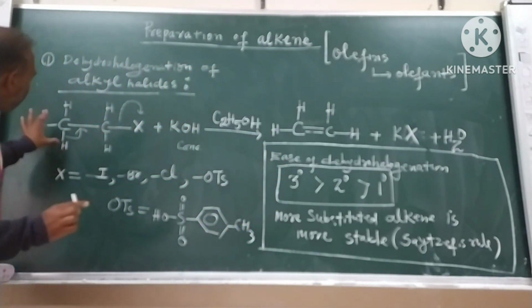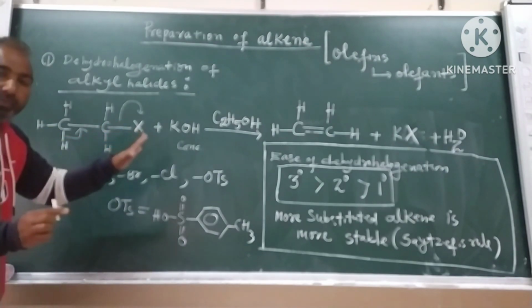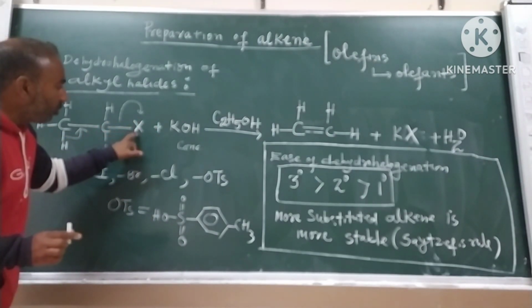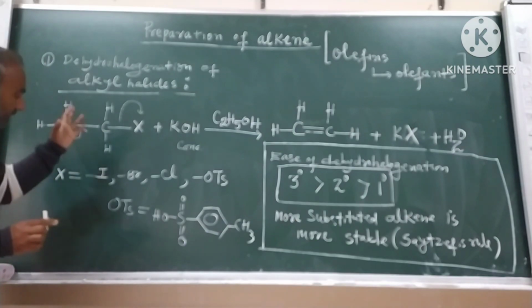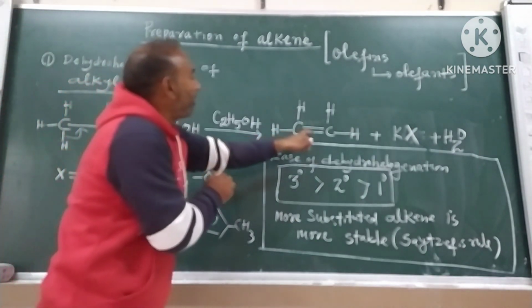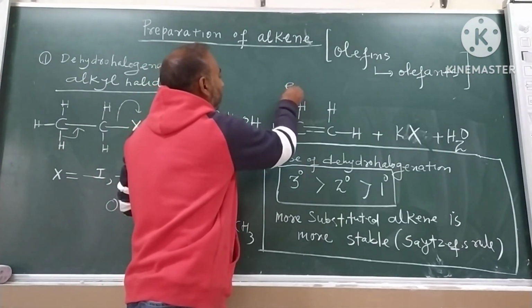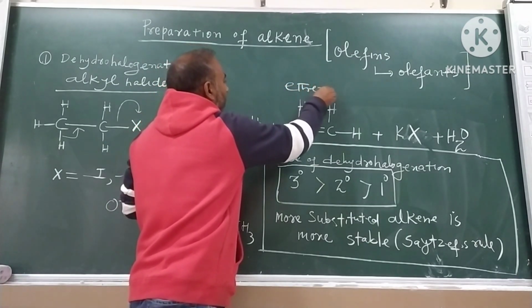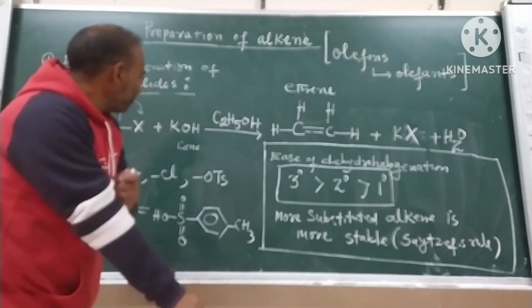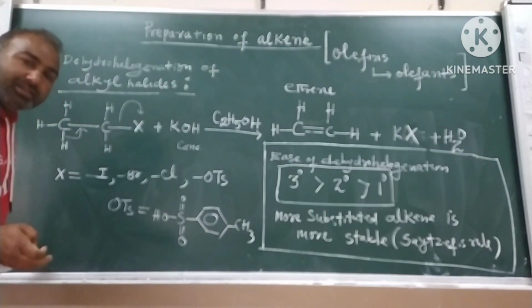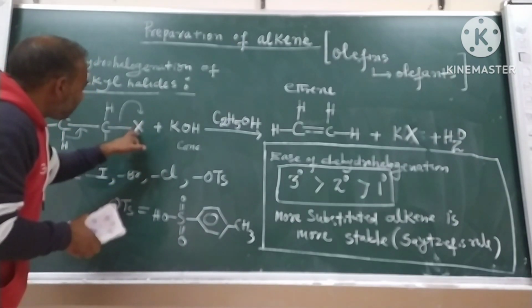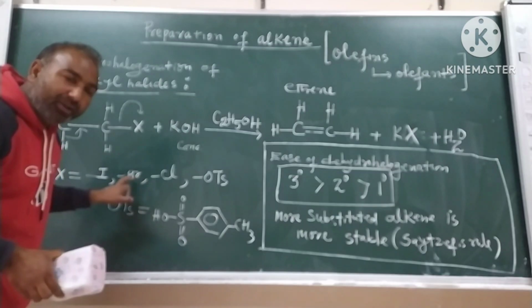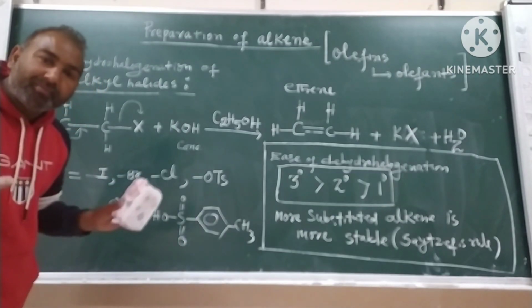This is the first method. From the alkyl halide, X is removed from the alpha carbon, and H is eliminated from the beta carbon to form a carbon-carbon double bond here. It is ethene. So this is the first method of preparation of alkenes. X can be any leaving group, halogen or OTs.